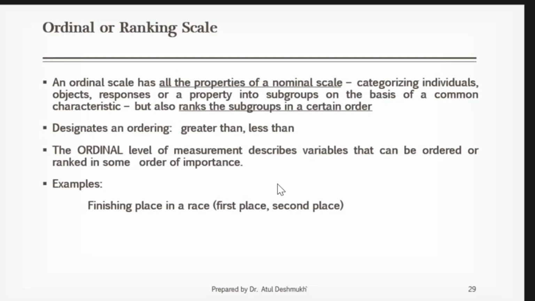The ordinal level of measurement describes variables that can be ordered or ranked in some order of importance. So there is an order of importance. When I rank you from rank 1 to 40, it is not by chance. It is not by influence. It is not that the person I like the most is rank number 1. The person who secures highest mark will be rank number 1. Similarly, in the race, the person who finishes first will be rank number 1. So it has a certain natural order or order of importance. I just gave you 2 examples. One example mentioned is finishing place in a race, that is first place, second place, or consecutive places.